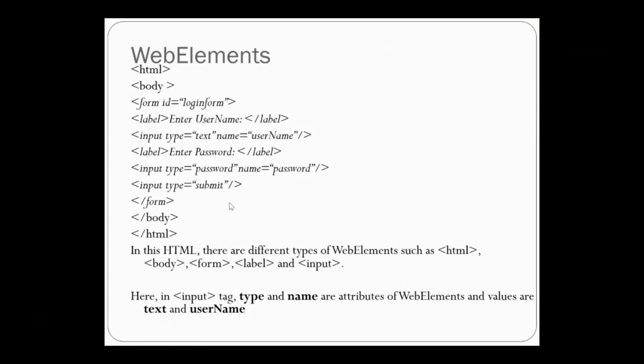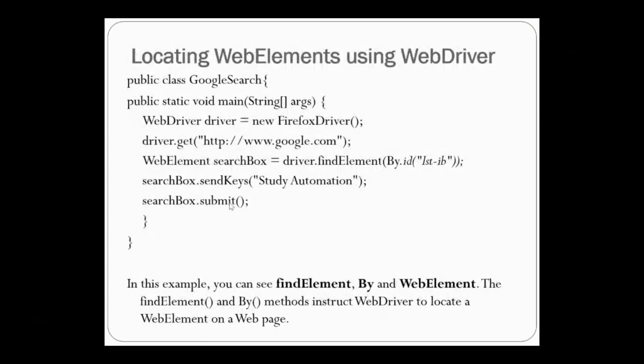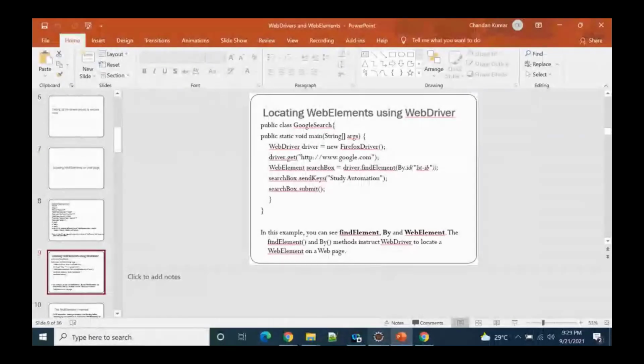Now we can see the next, locating web element. If you want to locate any web element, you first have to find the particular element. To find an element, we have a method available which is called findElement, and using findElement by and WebElement, we can find any element from the browser. So let's see about that, and then we'll come back to this one.